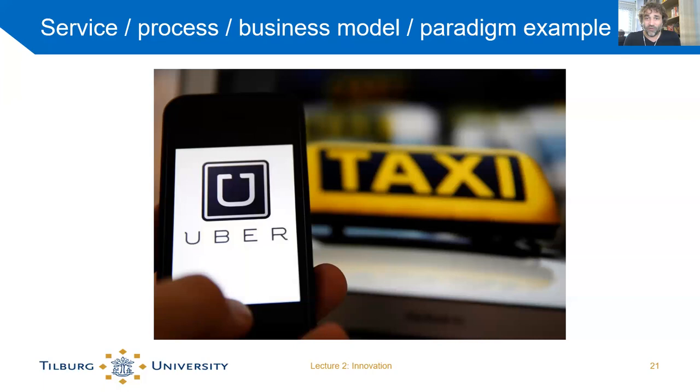But then again, if you look at a paradigm innovation like Uber, it's also basically a business model innovation because it's also a new way of doing business. And then it's almost always a service or product innovation as well. So if you have an innovation that completely disrupts the market, it is a paradigm innovation, but that usually entails all different types of innovation.